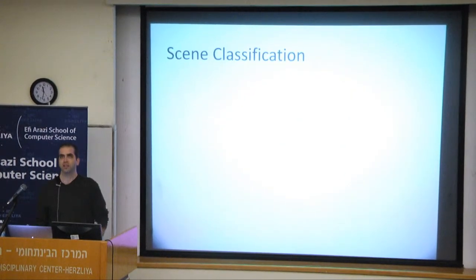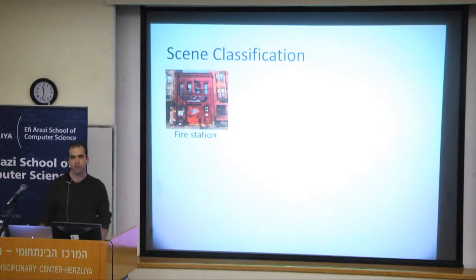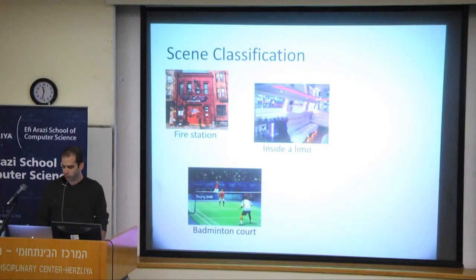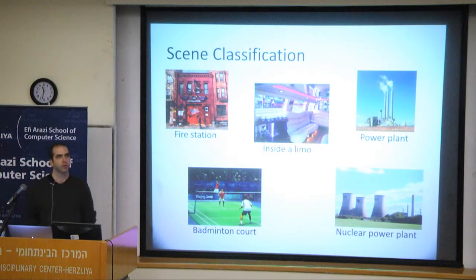Scene classification is the task of determining the scene in which a photograph was taken. So for instance, here you can see a photograph that was taken outside of a fire station, of a badminton court, inside a limo, or even being able to differentiate between a power plant and a nuclear power plant.